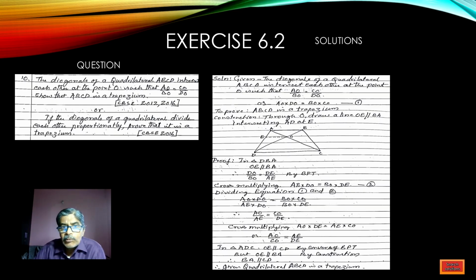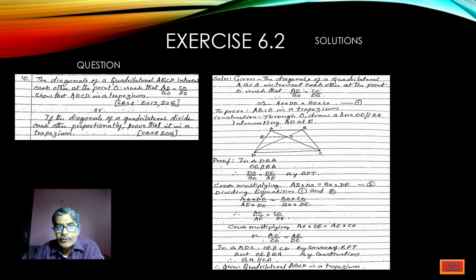Let's read this problem and write down what is given. Given is the diagonals of the quadrilateral ABCD intersect each other at the point O such that AO by BO is equal to CO by DO, or AO into DO is equal to BO into CO. That we will call 1. So now what are we supposed to prove?